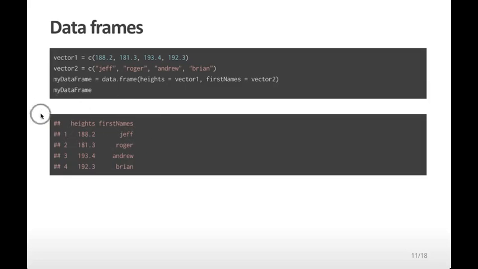The way a data frame is structured, the values of the first row should correspond to one observation. So for example, 188.2 is assumed to be the height of Jeff, and 181.3 would be the height of Roger.